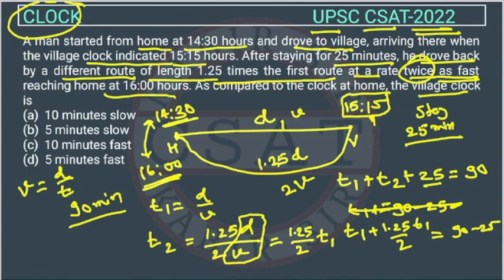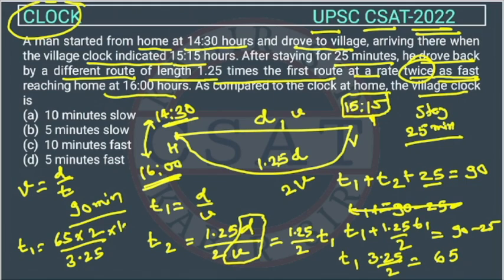So this will become T1, and this 2 will come to this side and add into this. So this will become 3.25 upon 2 T1 is equal to 90 minus 25, which is 65. Now we will solve this. So T1 will be equal to 65 into 2 upon 3.25. 5 will go into 65 thirteen times and into 3.25... so this works out to 20 into 2, which is 40. So T1 is 40 minutes.